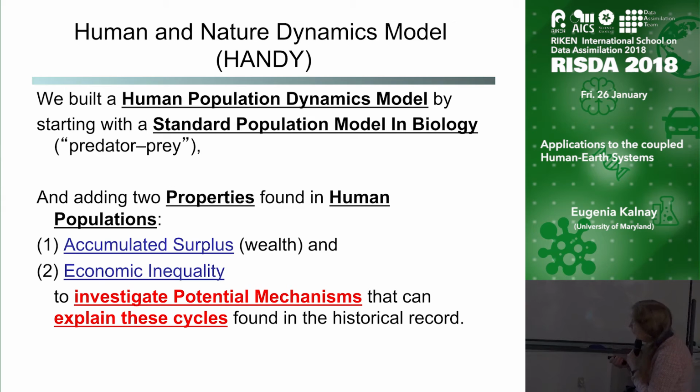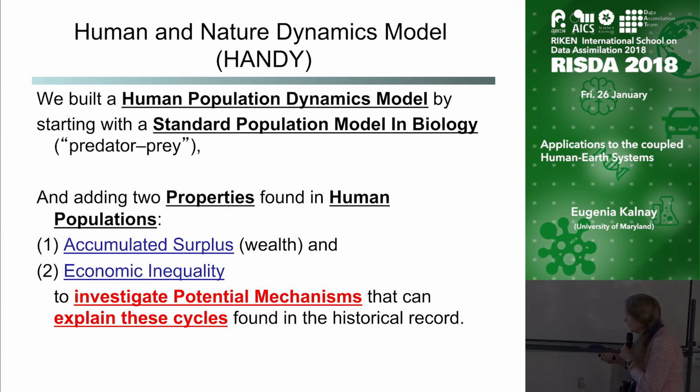So we built this model, which is a standard predator and prey model, but we added two properties found only in human populations. One is the accumulated surplus or wealth, and the other is economic inequality. Especially with the beginning of agriculture, people could, for the first time, accumulate rice, for example, whereas before, eating animals, you couldn't accumulate it.